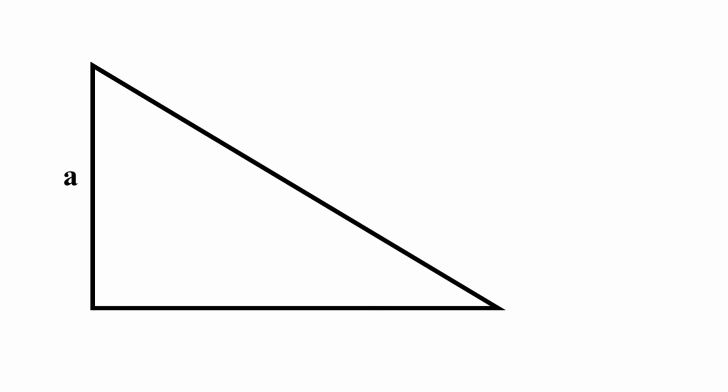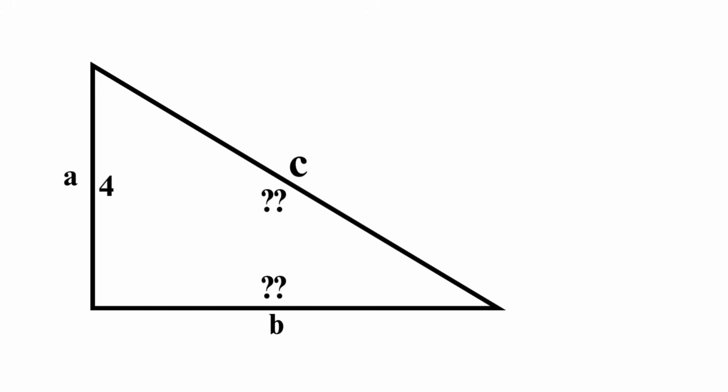We'll call this side A, which is our perpendicular or height, and this equals 4 units. This is what we're given. Now, this side here is side B, which is our base, and we don't know this yet. And finally, this longest side is side C, our hypotenuse, which is also unknown.